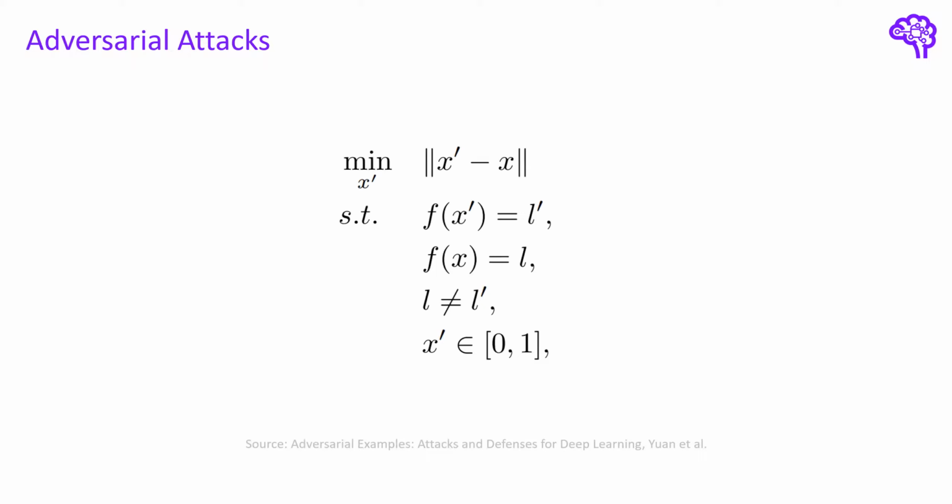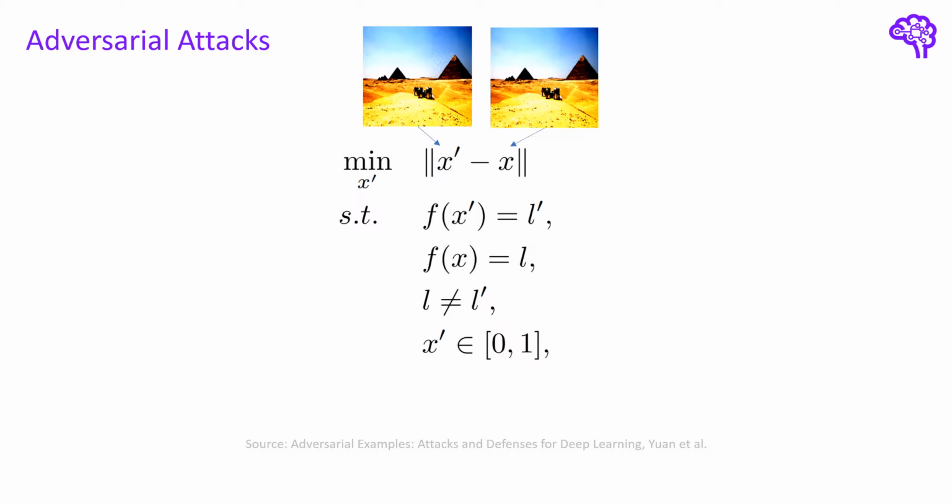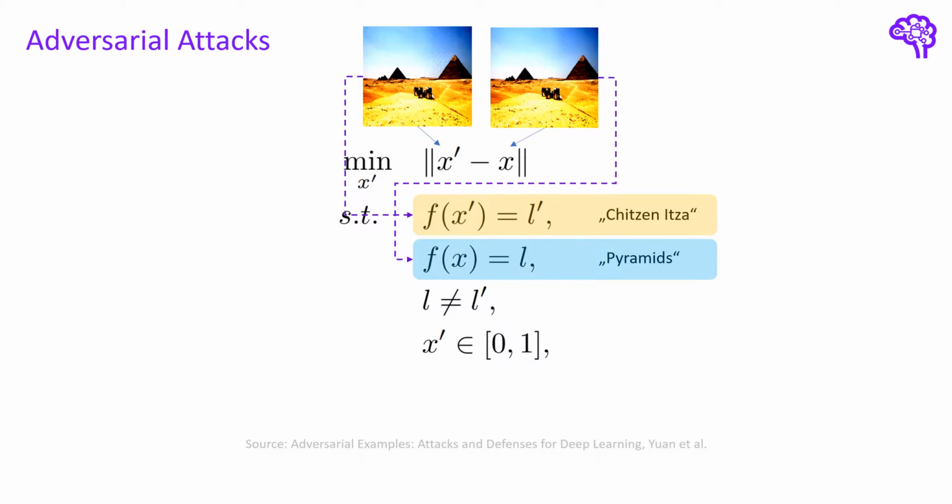X prime here is the adversarial example that we want to generate, and X is just the original image. Now, the objective of this optimization problem is to minimize the difference between those two, as we want minimal changes on the original image. This difference is usually measured with the Euclidean distance, so simply the squared difference of the pixel values. Let's quickly recall that a neural network is nothing else than a function that maps inputs to outputs. Our constraint in this optimization problem is that the output, so the prediction of our model, is different for the adversarial example. So plugging in X prime and the original image X should lead to different classes.